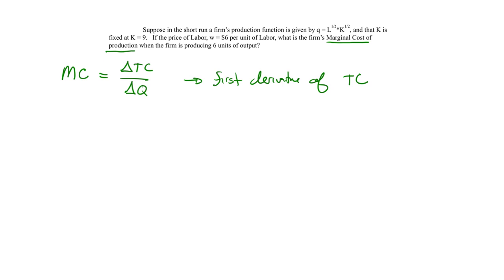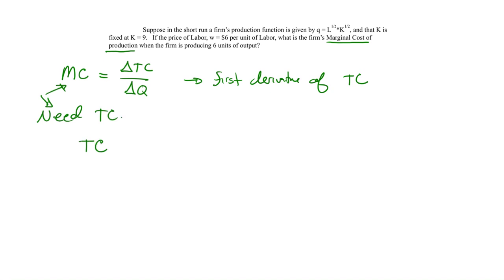I'm going to answer this question that was submitted from a current student, where we're trying to find a firm's marginal cost of production when we're given a few things. So remember, the marginal cost is always my change in total cost divided by my change in quantity, which really is going to be the first derivative of total cost. So if I want to answer marginal cost, I need total cost. That's going to be where we need to start.